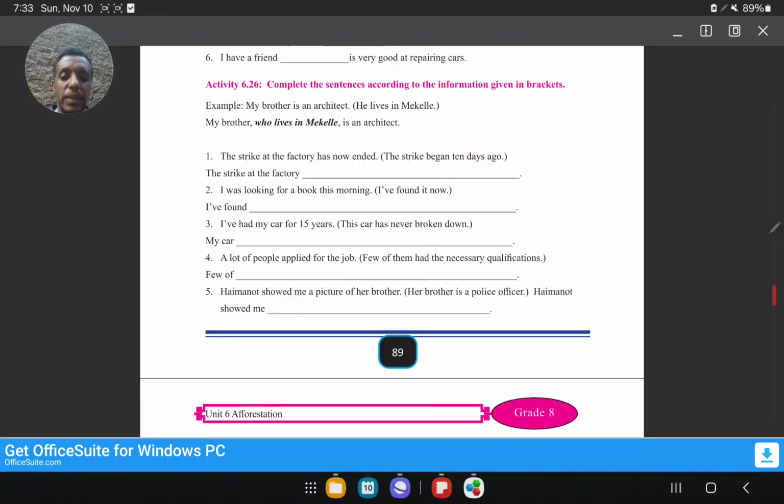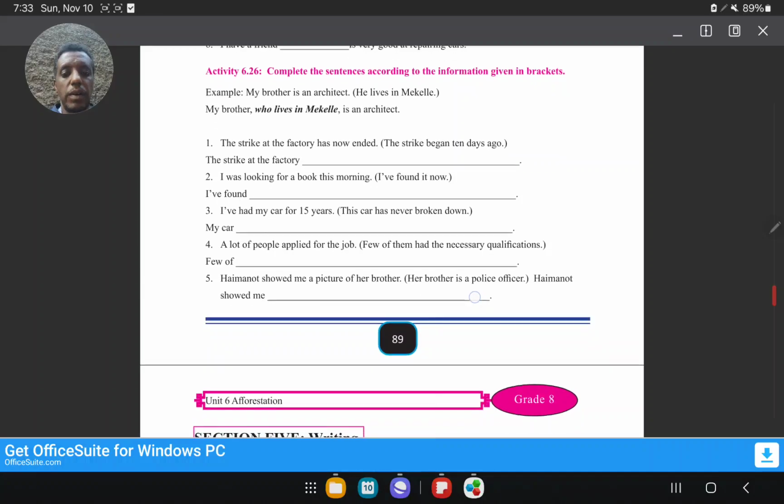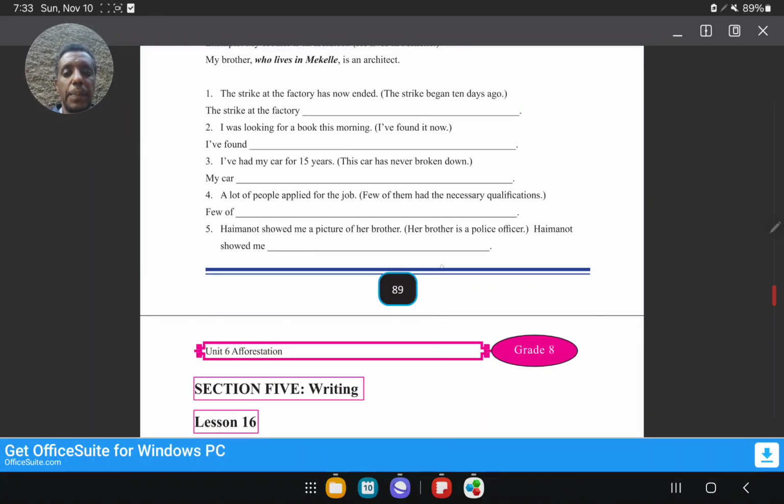Anyways, you can finish the rest. Her brother, oh, uniquely this one is unique, question number 5. You see, I want to show you. Here, Haymanot showed me a picture of her brother who is a police officer. You see, who is a police officer. Who is for a person in general. This is all about the relative clause and relative pronouns, students.